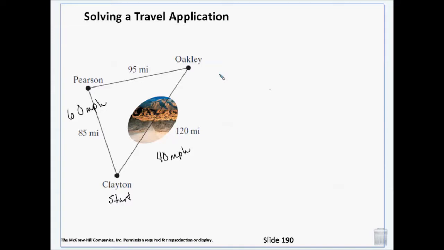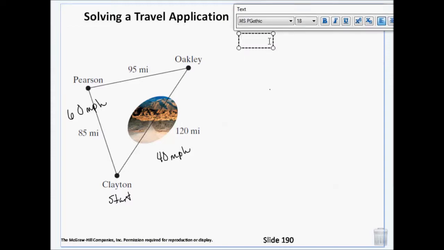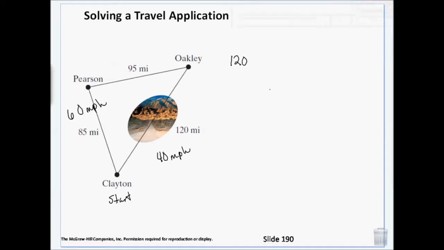To figure out if you're going 120 miles and you're going 40 miles per hour, am I going to multiply or divide? Divide, yeah. So 120 miles. I'll do this. We do 120 miles. So I'm going to do 120 miles.